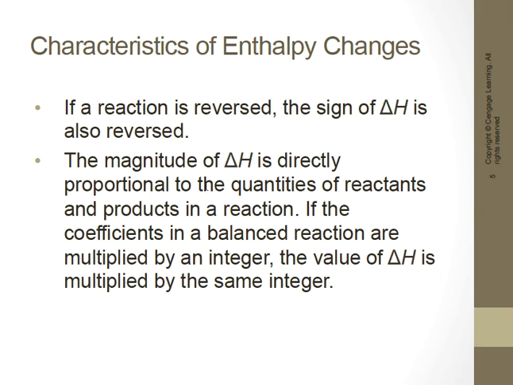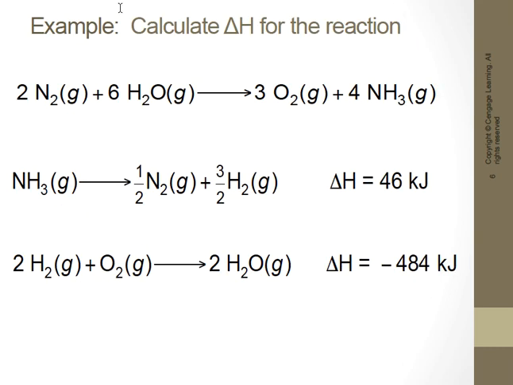So here's a couple of rules as far as enthalpy changes go. If you have to reverse a reaction, then the delta H would be reversed, and I'll show you what that looks like. The magnitude is directly proportional to the quantities of reactants, kind of how you saw in stoichiometry. So if we double the reaction, we'd have to double the delta H. If we cut the reaction in half, we'd have to cut the delta H in half. And again, I'll show you what that looks like.